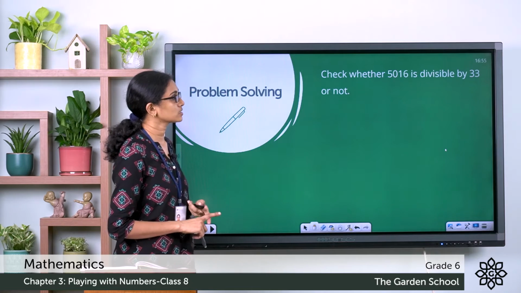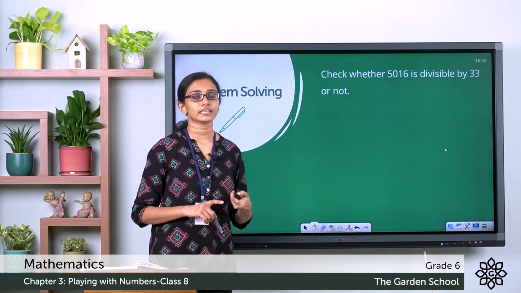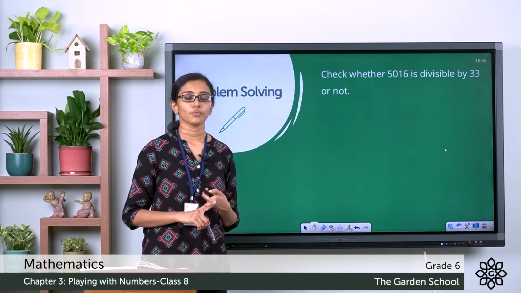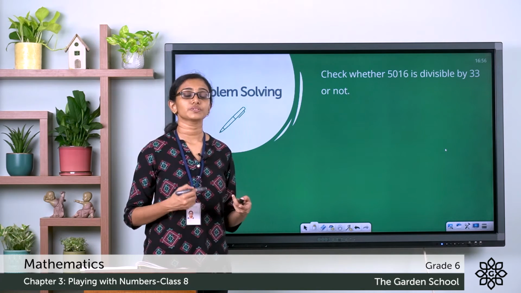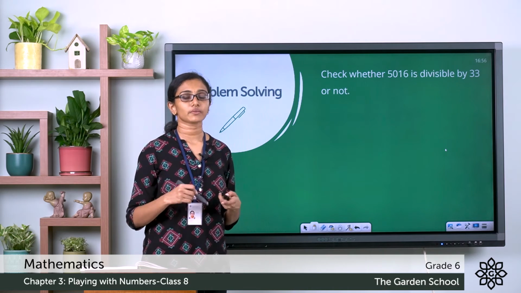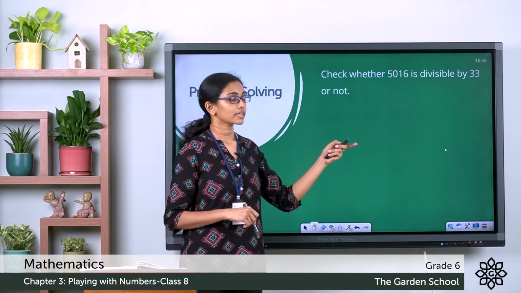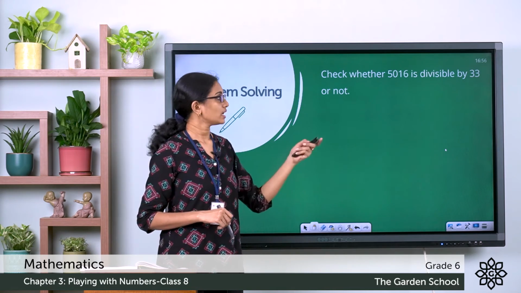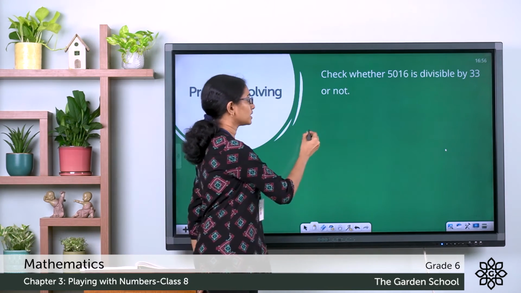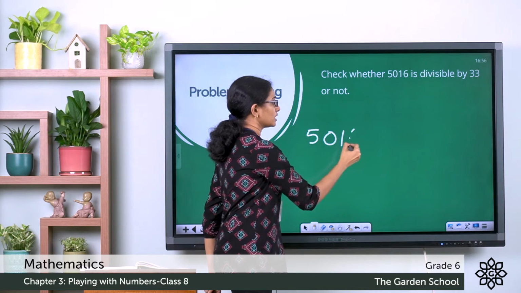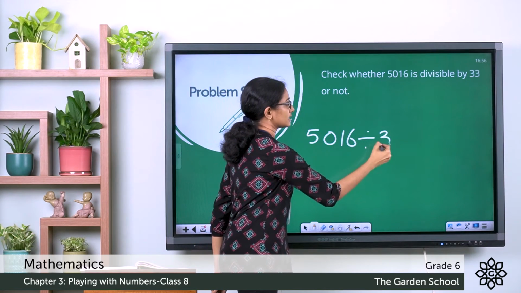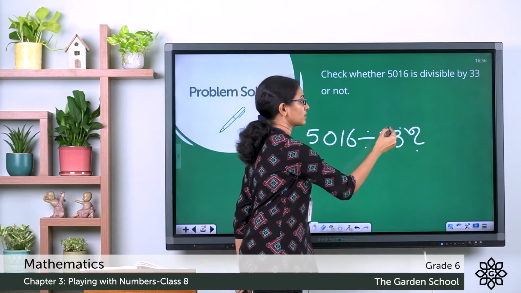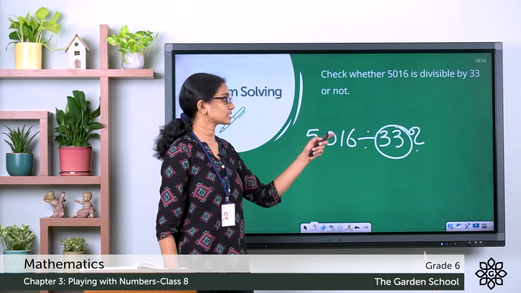Check whether 5016 is divisible by 33. So have you learnt any divisibility rule for 33? No. So now let's apply the rules which you have already studied. If you are given a question like this, you can look for the factors of the second number. So here we have to check whether 5016 is divisible by 33. So in this case, let's first find out the factors of the second number, that is 33.